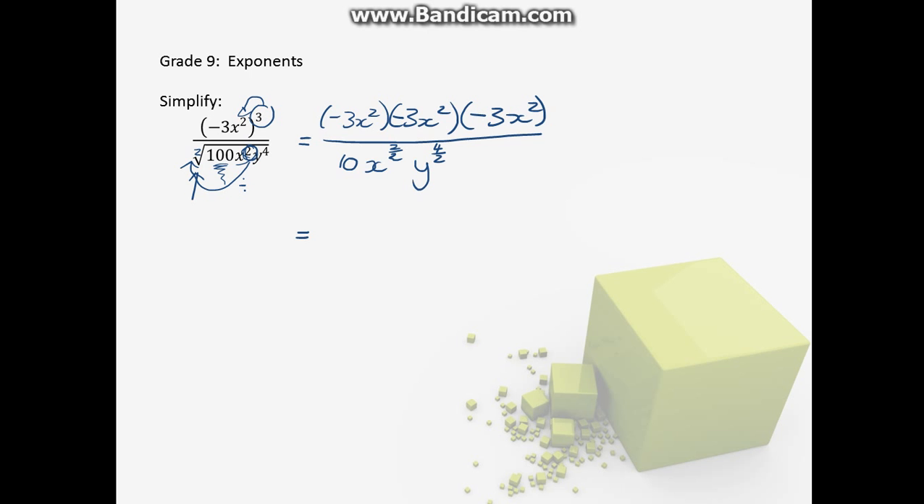In the numerator, we start with multiplying all the negatives. So I have a negative times a negative, it's a positive, times another negative is a negative. 3 times 3 times 3 is 27. And then with all the x's, remember that when I multiply the same base, the rule is that I add the exponents. So in this case it's going to be 2 plus 2 plus 2, which adds up to 6.